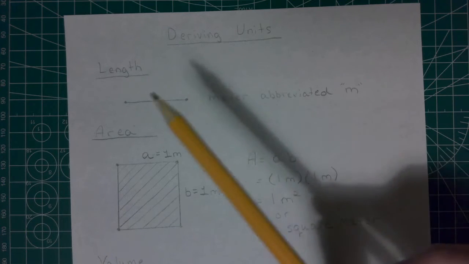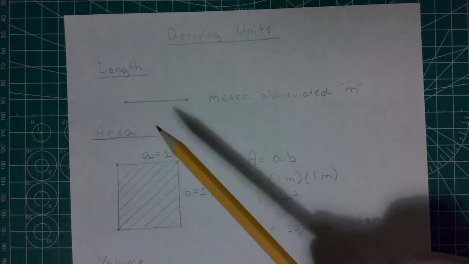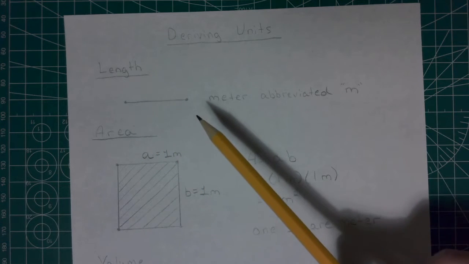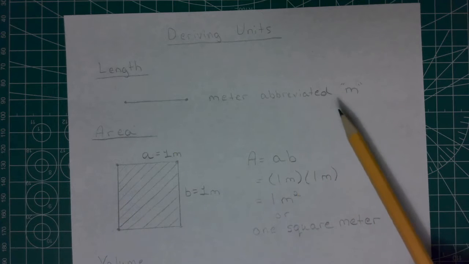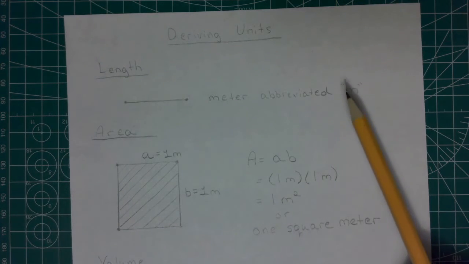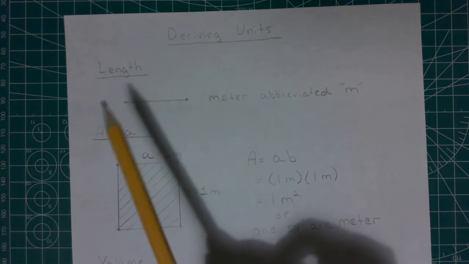So let's start with a base unit here. Here we have the one for length. We have a meter, which I'm going to represent as this line right here. Okay. And we might abbreviate that with a lowercase m. Now, that's a unit of length.